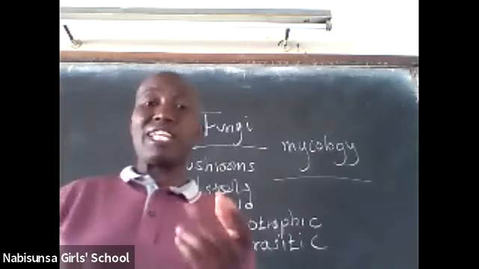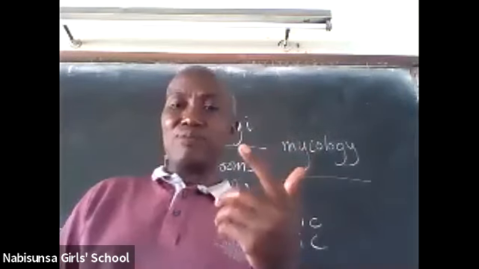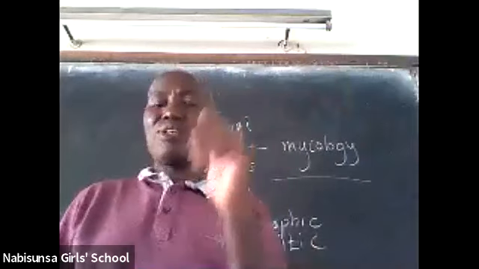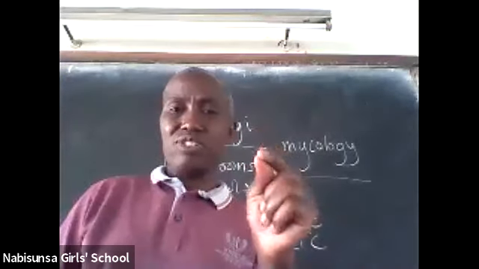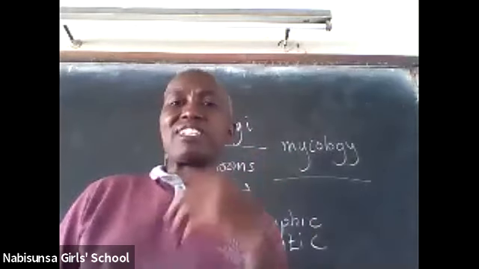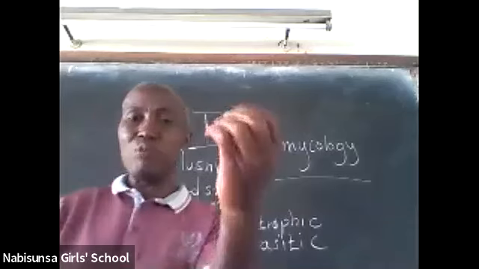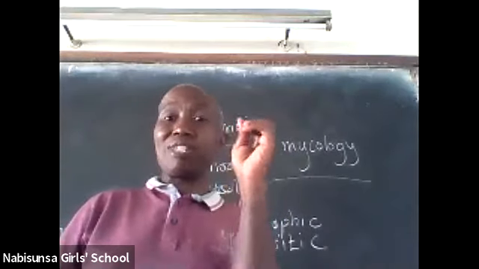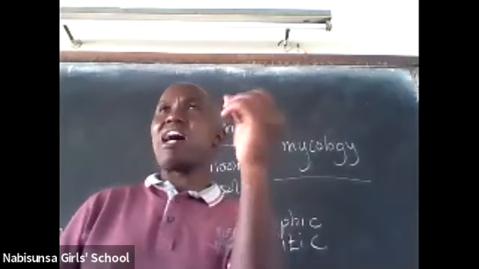Some fungi are parasitic. In other words, they obtain food from other living organisms and they cause harm. They inflict some harm onto those organisms that are providing food. Okay, teacher, you mean parasites? Yes, some fungi are parasites. They obtain food from other organisms. The other organisms, we are calling them the hosts, and those hosts somehow are harmed.